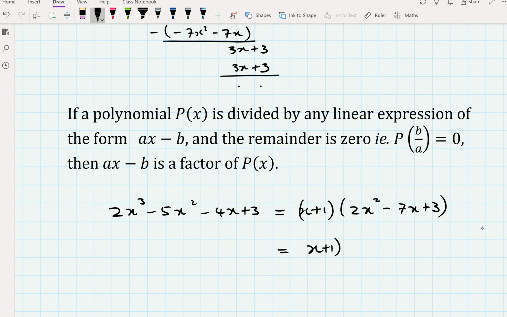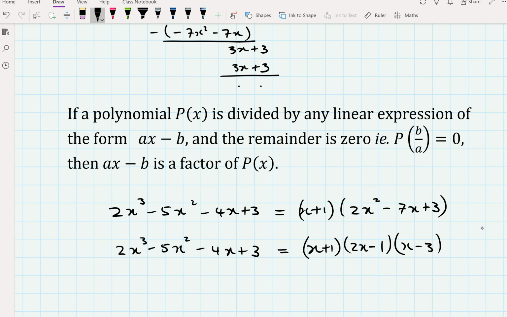I can say, right, this second expression is a quadratic which I can factorize, and I'm going to factorize it as 2x and x, and I guess it's going to be 3 and 1. And if I make them both negative, I'll get minus 7x. And so now I've factorized this cubic expression fully.